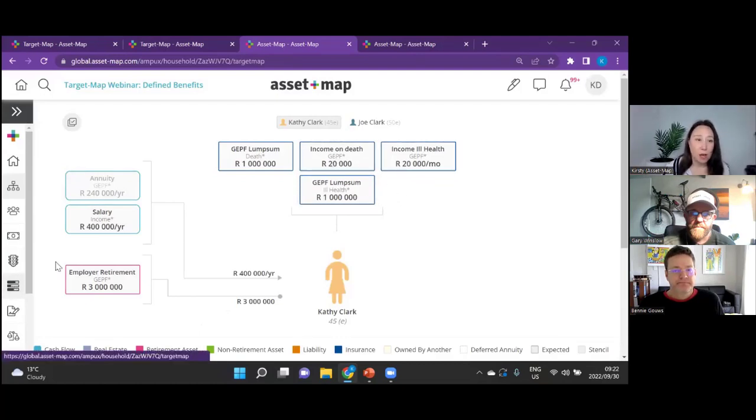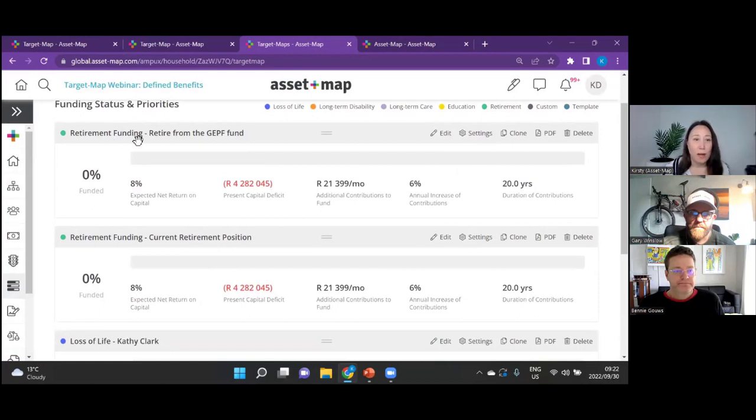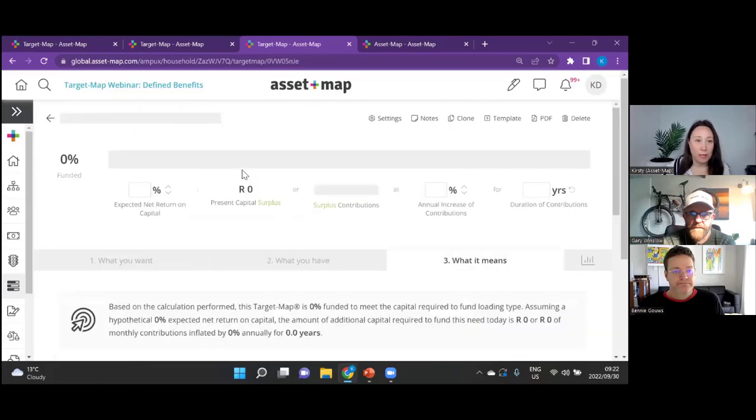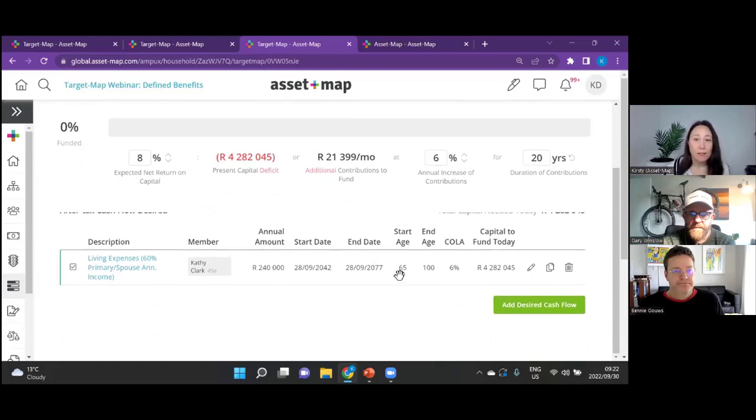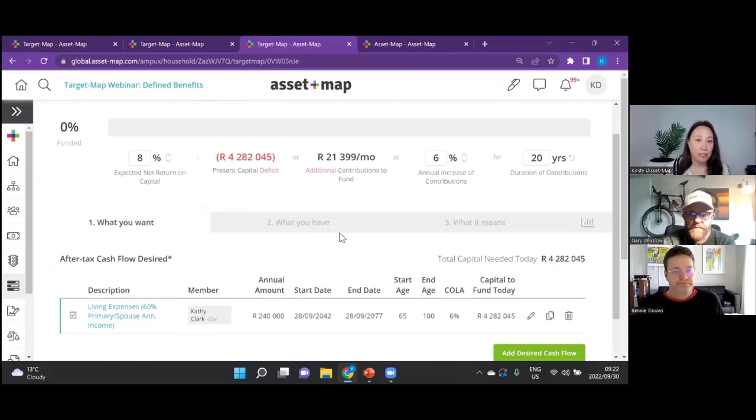So when I go into target maps now, I want to create one where the client retires from the fund. And then I'll create a different scenario for the client's current retirement position. That's just to illustrate the difference between remaining in the fund or leaving the fund. So if I open up the first one, you'll see they're both the same in terms of the need the client has. Let's assume the client says they need 240,000 Rand a year from 65 to age 100, and they want that to keep up with inflation.